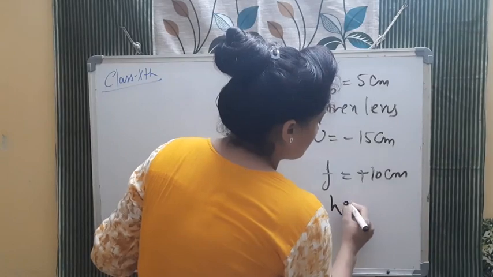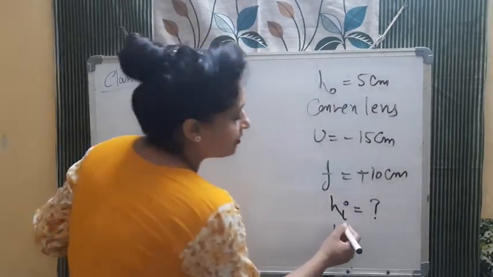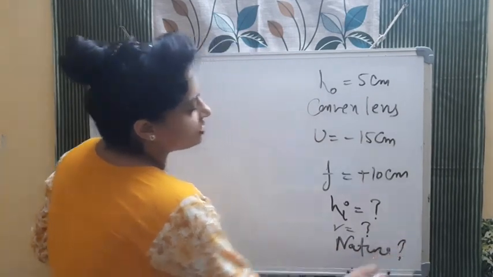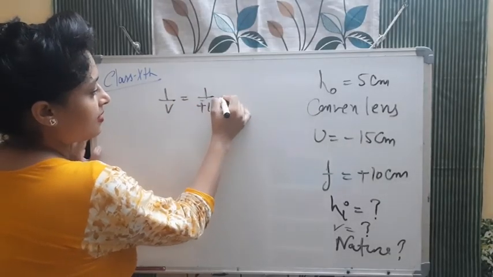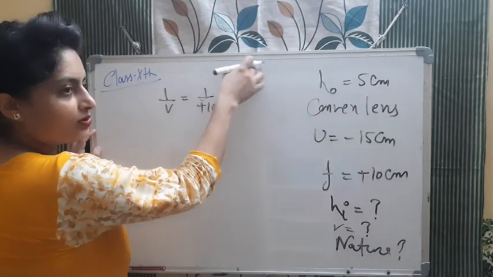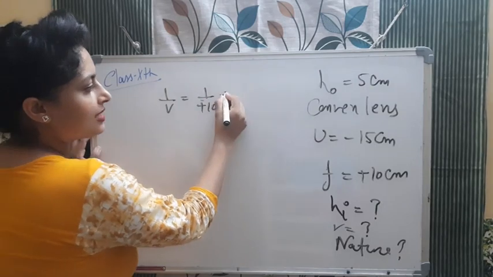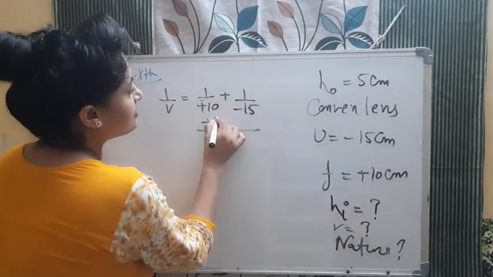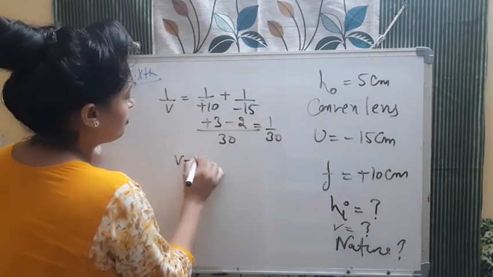Height of the image, position and nature, that is, V we also have to calculate, and the nature of the image also. So how will you do it? See, 1 by V we need to calculate. So 1 by F is plus 10. 1 by V minus 1 by U is equal to 1 by F. So 1 by V is equal to 1 by F plus 1 by U. So plus 1 by 10 plus 1 by minus 15. Take LCM. Plus 3 minus 2. So 1 by 30. From here V is equal to what?